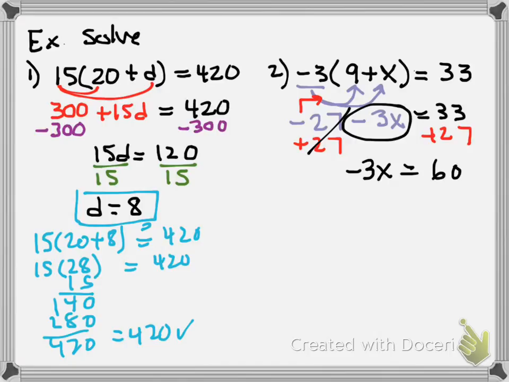Now I have one more place to make a mistake because I still have signs, and that's what I have to watch out for. So the opposite of multiplying by negative 3 is dividing by negative 3. So that gives me x, and then signs are different, so I'm going to get a negative answer, and 3 goes into 60 20 times.